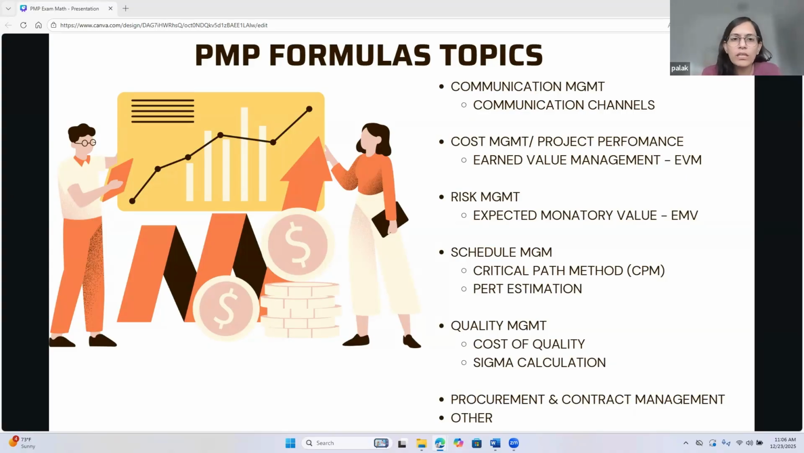So let's start. And one more thing here: avoid common pitfalls, like mixing up similar terms. On the screen, you might be seeing EMV versus EVM, right? EVM is earned value management, while EMV is expected monetary value. During this session, you will clarify some of those terms, and we don't need to do much overthinking. PMP Math is really simpler than it looks. Okay, so let's continue to the next slide.